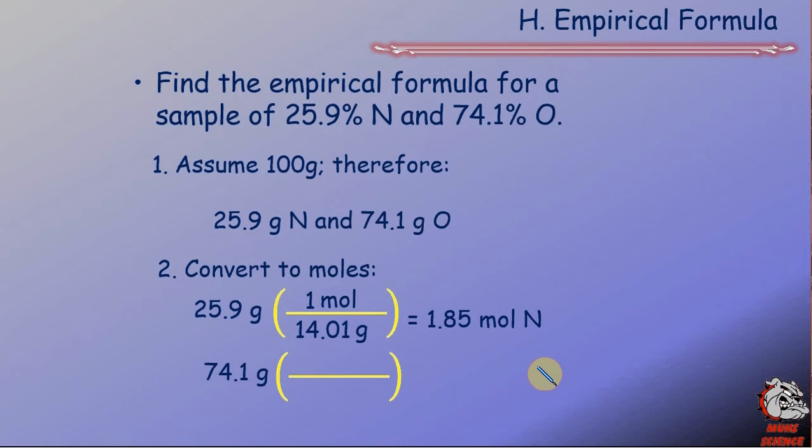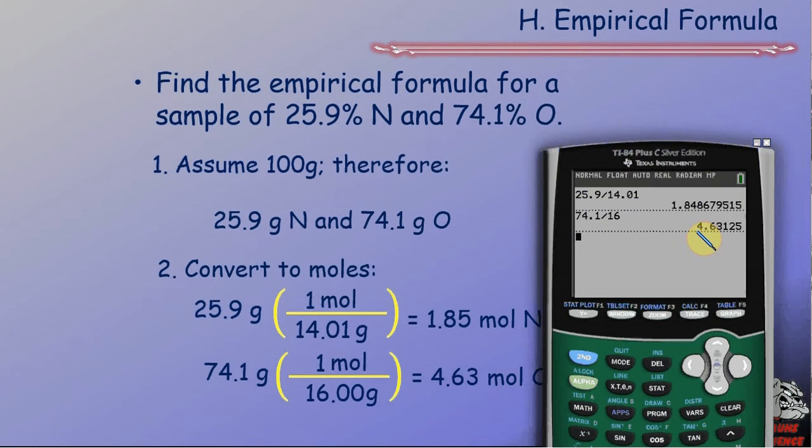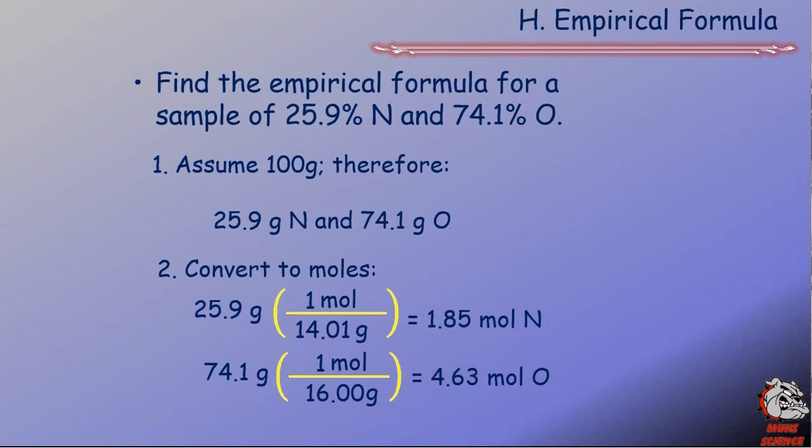Do the same thing now with nitrogen. I said nitrogen, I meant oxygen. Do the same thing for oxygen. Convert that into moles. So grams to the bottom, moles on top, and the mass of oxygen is 16, and you end up getting about 4.63, which is the other number I had on my calculator. Here it is, 4.63 or so. All right? Okay, so step 2 is done.